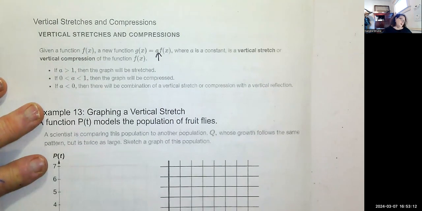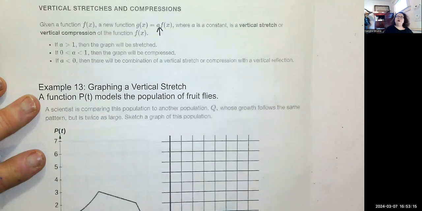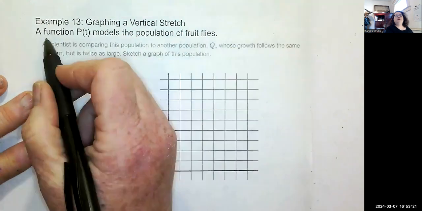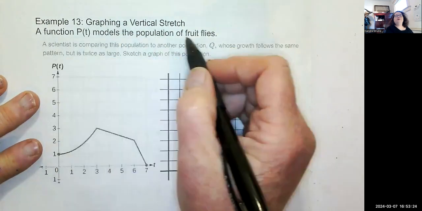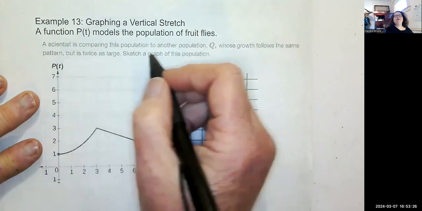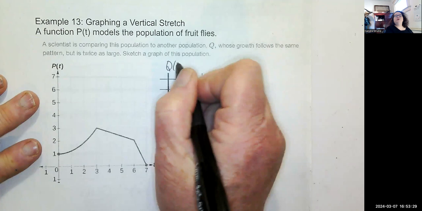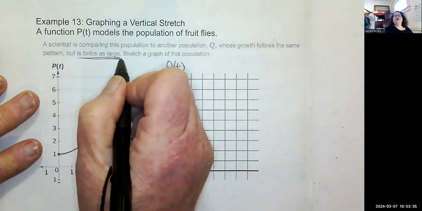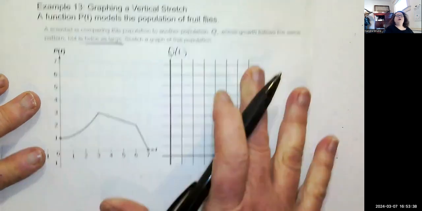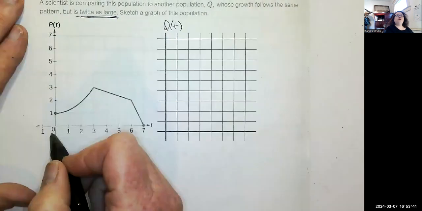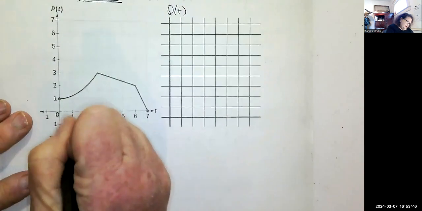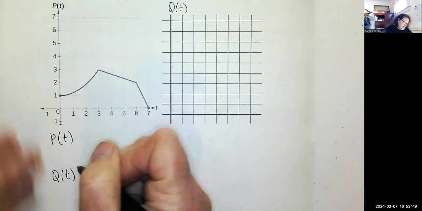Okay, so let's come down, and I'll talk more about a in a minute when we get a little further in. Graphing a vertical stretch: we're starting with the function P, and it models the population of fruit flies. Scientists are comparing this population to another population, Q, whose growth follows the same pattern but is twice as large. It says, sketch a graph of this population. So we've got an original function P. What I like to do here, P of T and Q of T, is to represent just a few points off the graph.